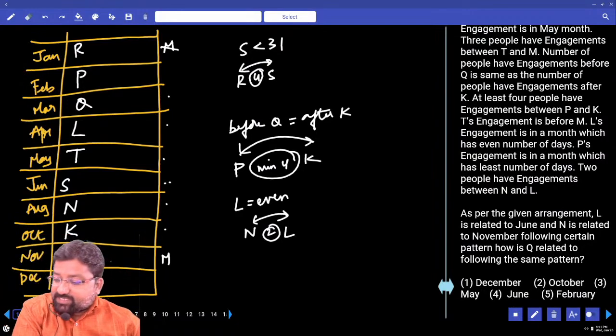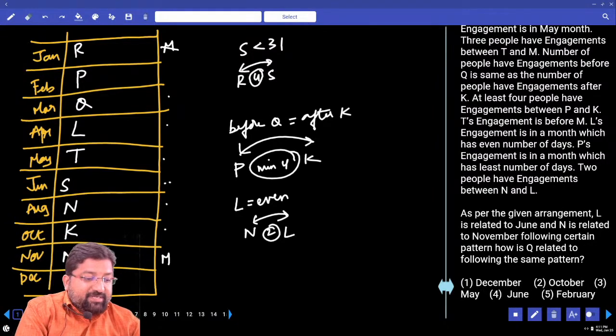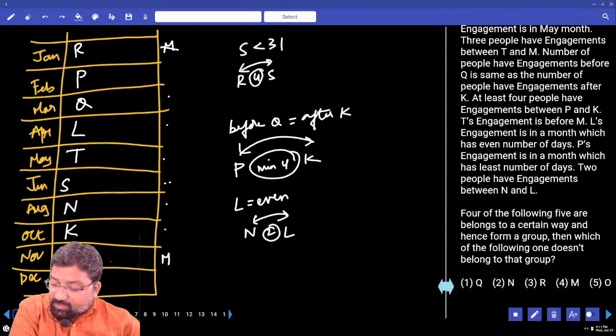Next entity, Q. The same pattern. Q is related to May, two places ahead of May. Four out of the following five are alike in a certain way and hence form a group.